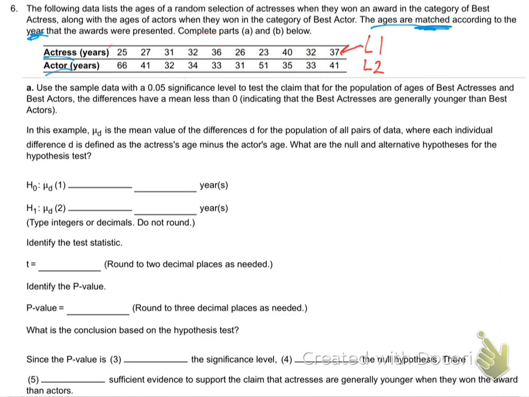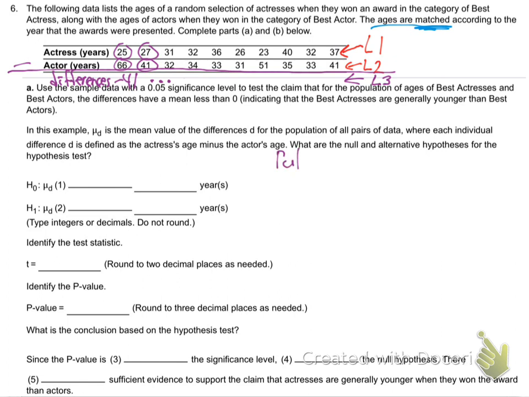So this group of data in L1, this group of data in L2, and then we need to take the differences between them, right? We need to subtract these and get the differences. This is how we handle matched pairs. I mean, the calculator is going to do it. We're not going to really do it. This would be like, this number minus that number. I don't know what that is, negative 41, and then this number minus that number, etc. You just got to get these differences, and that'll be L3. You've got to find all those differences. Well, the calculator will do it for you automatically.